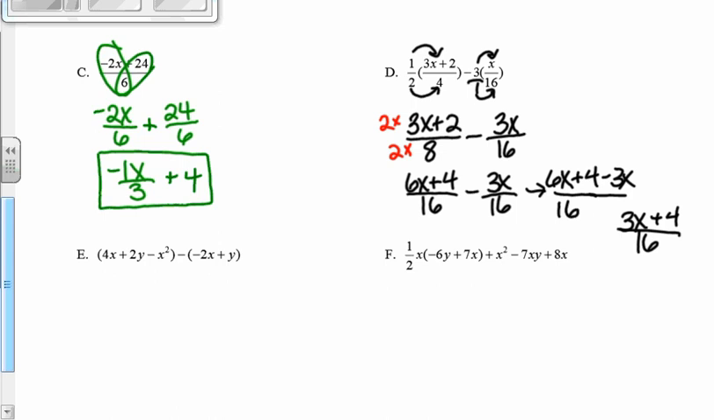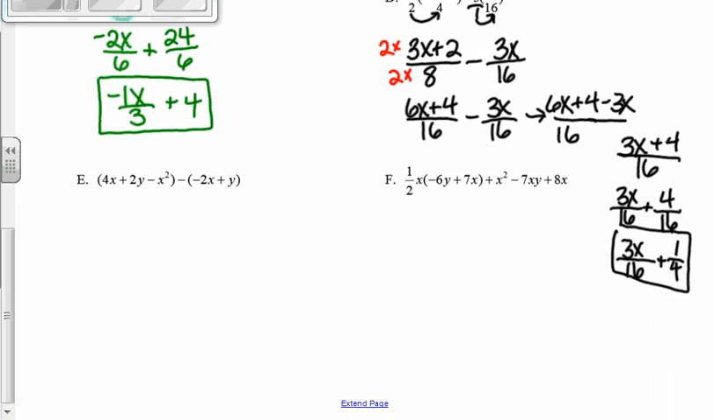I'm running out of real estate here, but I'm going to take this a little bit further. Just like I did on C, I'm going to break this into two fractions, 3x over 16 and 4 over 16. So my final answer here would be 3x over 16 plus 1/4, simplifying that second fraction. Again, kind of ran into problem F there, but you get the point.